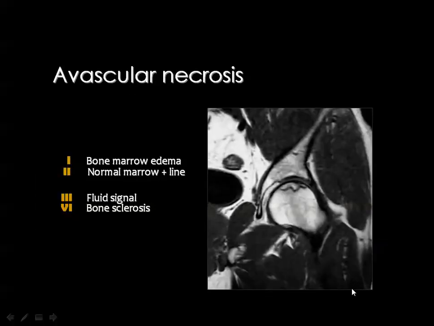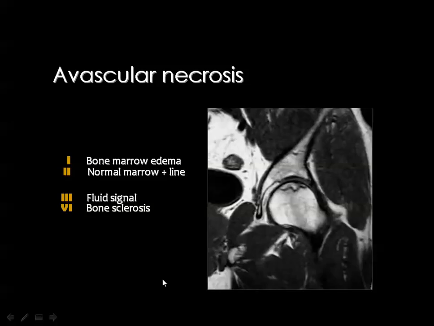Then with the development of MRI, we are able to diagnose avascular necrosis confidently, and there are stages for this avascular necrosis using an MRI classification, which includes stage 1, 2, 3, and 4.